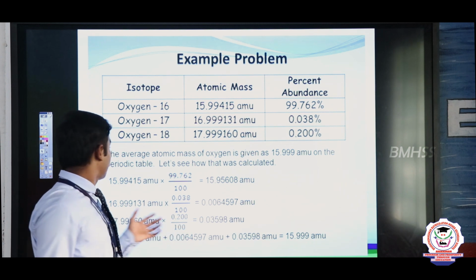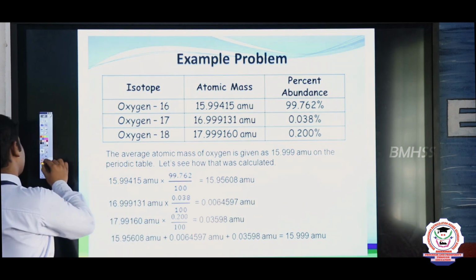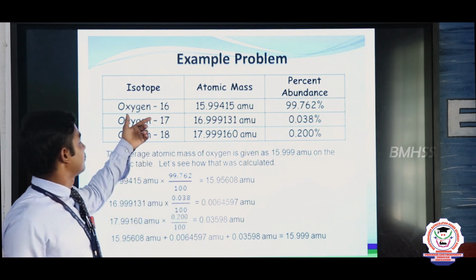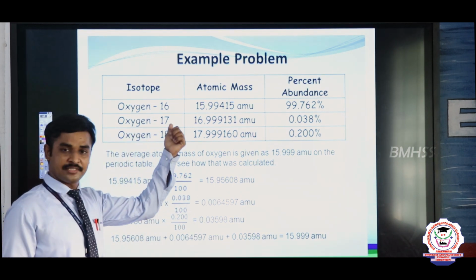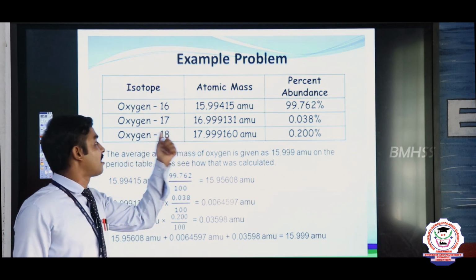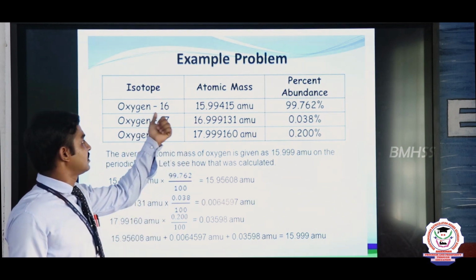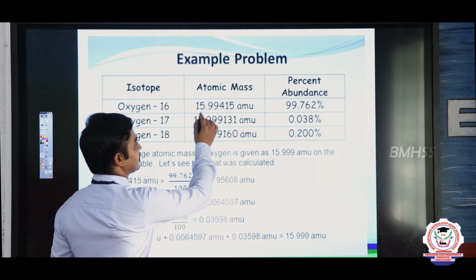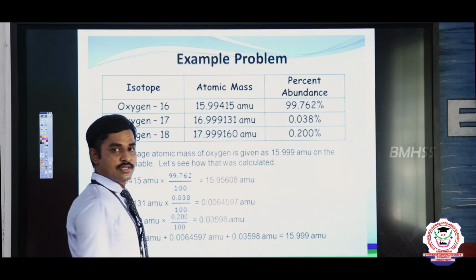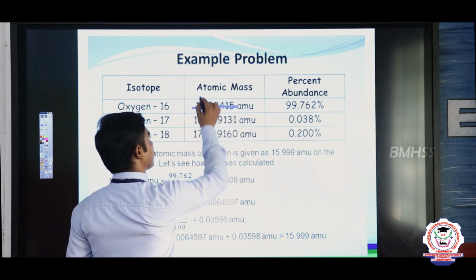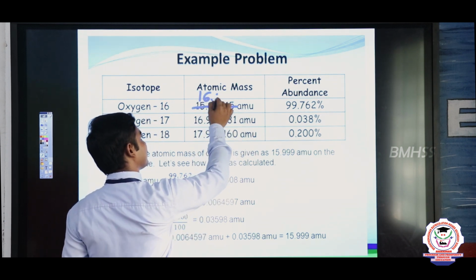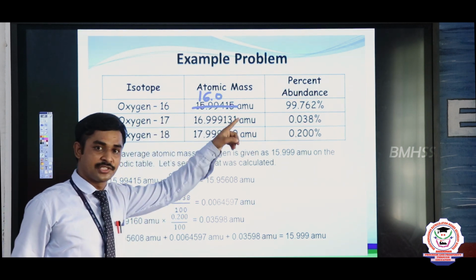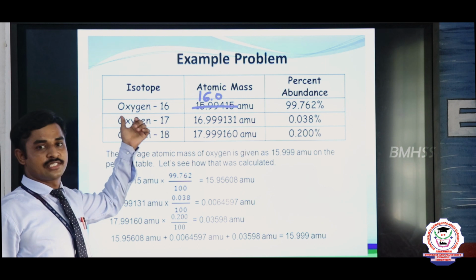Here I have another example problem, for the element oxygen. Oxygen has 3 isotopes, that is oxygen 16, oxygen 17 and oxygen 18. The oxygen 16 is represented as oxygen 16 because the atomic mass of oxygen 16 is 15.99415. When we round off this number, we get 16.0. So the mass of the oxygen 16 is 16.0, so it is represented as O16.